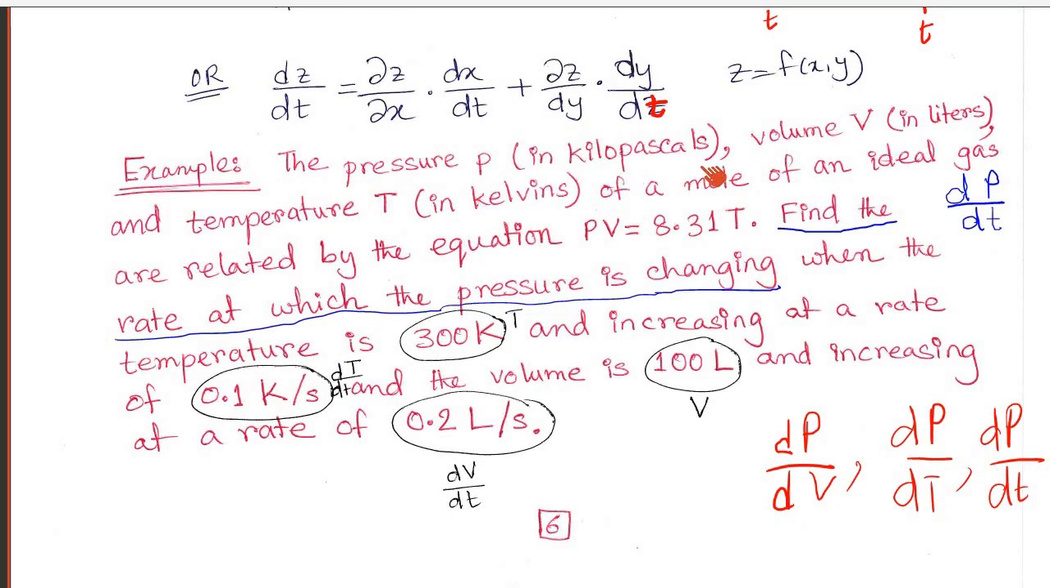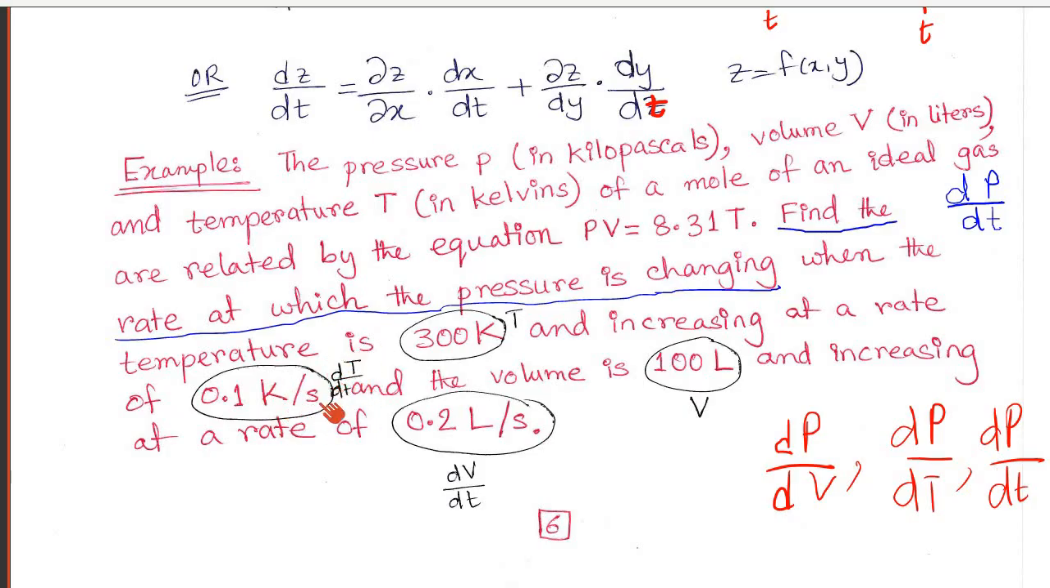The pressure P in kilopascals, volume V in liters, and temperature T in kelvins of a mole of an ideal gas are related by the equation PV is equal to 8.31 T. So pressure, volume, temperature. This is the expression, algebraic expression. Find the rate at which the pressure is changing. So dP, definitely এটা dP, but এটা dt কিভাবে হলো সেটা আমরা এখন ডিসকাস করব। Find the rate of change at which the pressure is changing when the temperature is 300 K, that is your temperature, and it is increasing at a rate of 0.1 Kelvin per second.